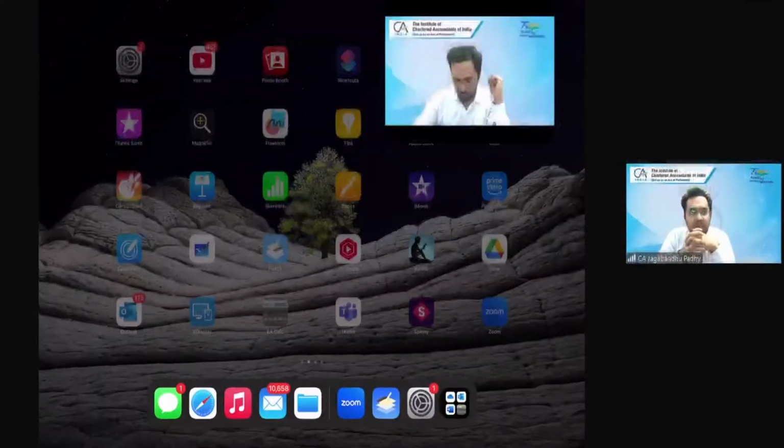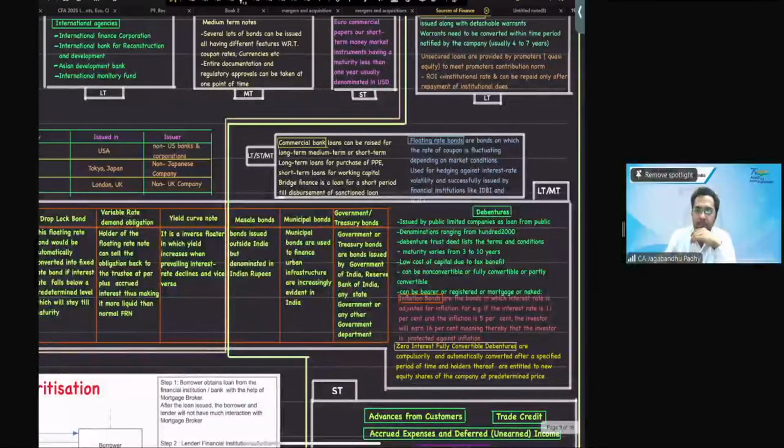Okay, so what is the advantage of the company redeeming before the due date? The company can save on interest, right? The company can actually save the interest. So if the company has sufficient cash flow, then it can simply save on the interest.